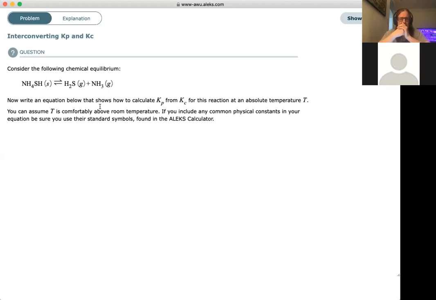Notice this equation, same problem. We're going to show an equation. NH4SH solid is in equilibrium with H2S gas plus NH3 gas. So in this particular example, there's a solid. Remember what we do with a solid? We just make it 1, right? So for our Kp and Kc, we're just going to use 1 for that solid, but we'll work it out the same way.